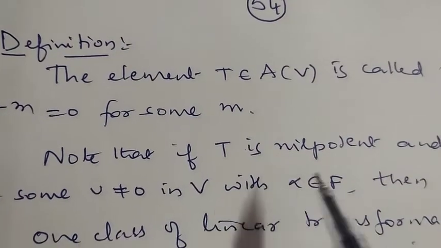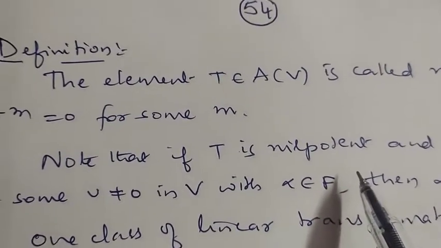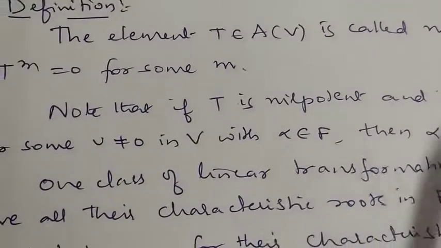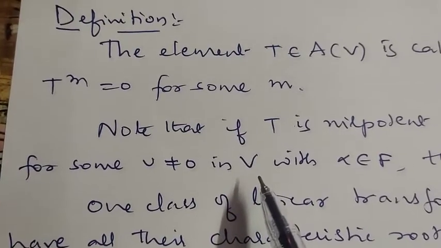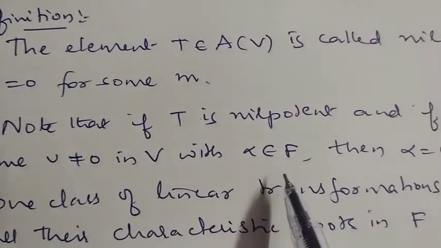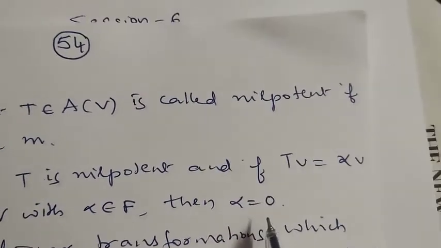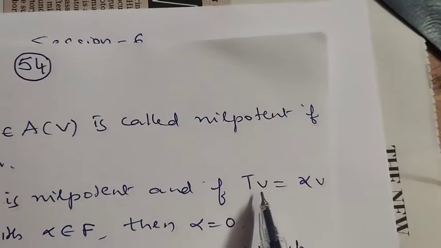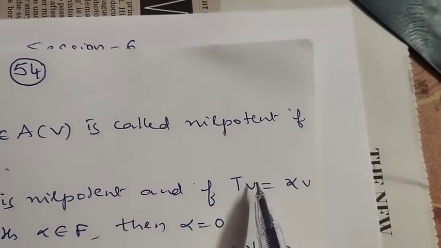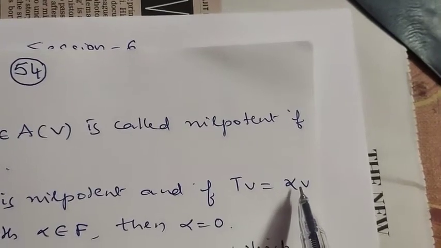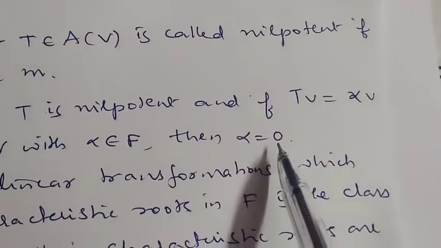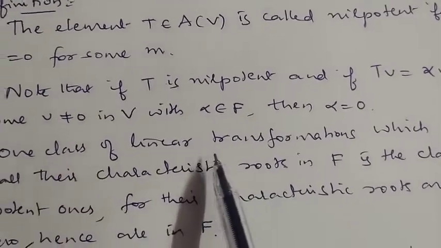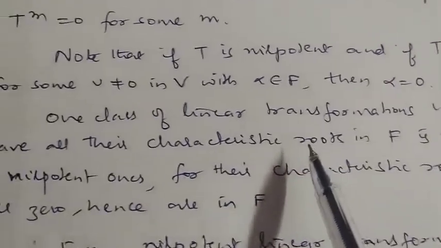And also note that if T is nilpotent and if T of v is equal to alpha times v, for some non-zero vector v in V with alpha belonging to F, then alpha should be 0. Alpha should be 0 because T is nilpotent, which means T power of something is 0. So this becomes alpha power something times v, and since v cannot be 0, the possibility is that alpha should be 0.